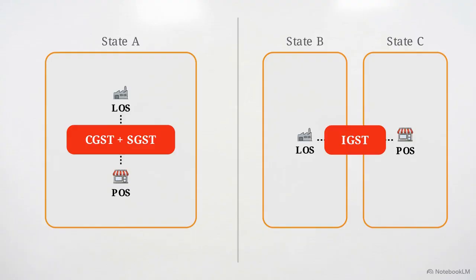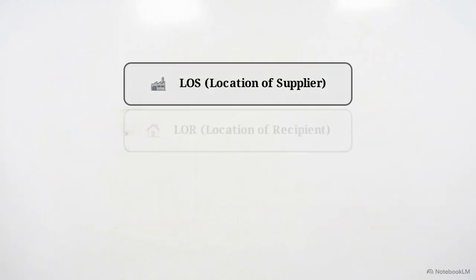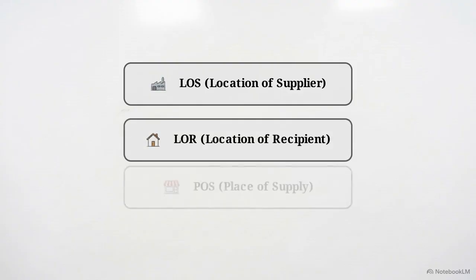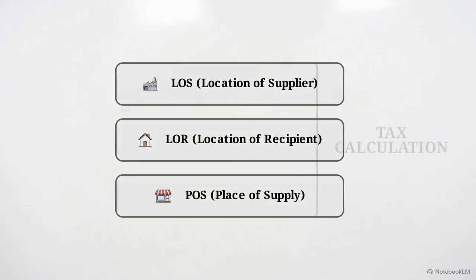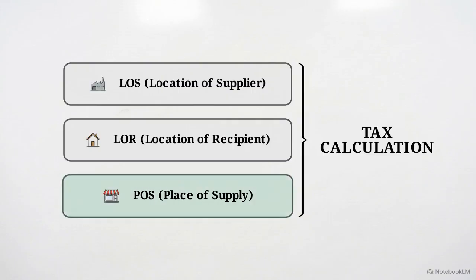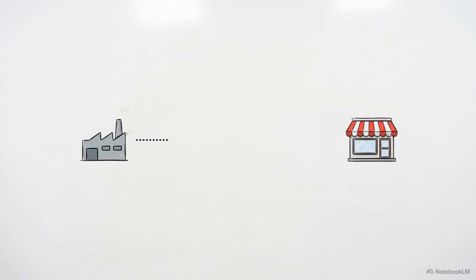Geography dictates the tax. To navigate this, we use three terms: LOS, location of supplier; LOR, location of recipient; and POS, place of supply. Correctly identifying the POS is the only way to ensure the correct tax is applied to a transaction. Let's start with the baseline rules for physical goods.